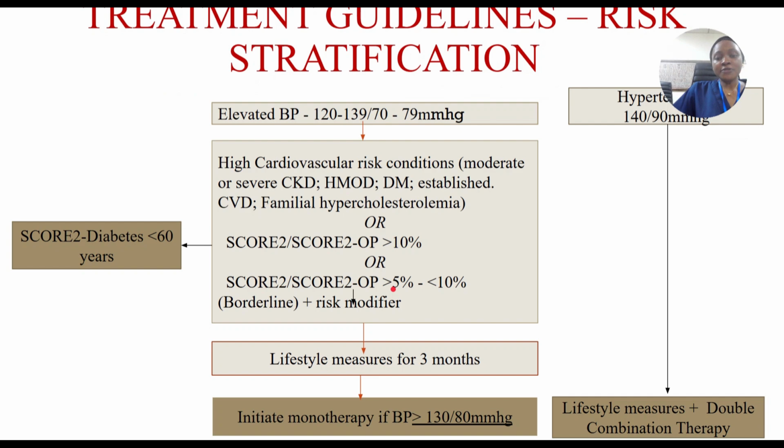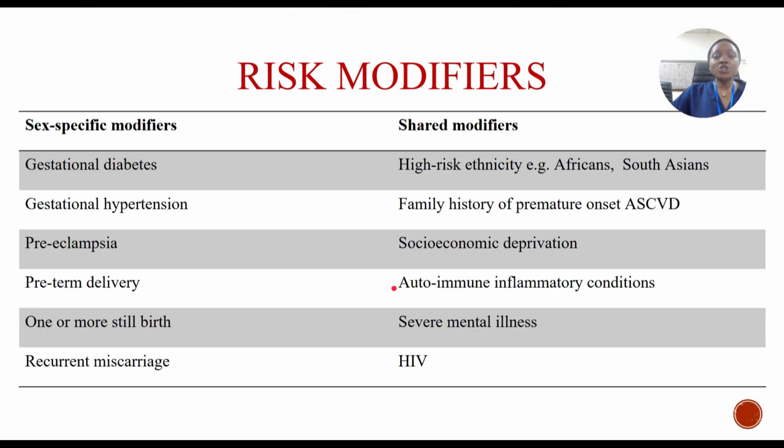Now, what are risk modifiers? Risk modifiers are additional, non-traditional risk factors. Traditional risk factors for cardiovascular disease include weight gain or obesity and excessive alcohol intake. Those are traditional risk factors. Risk modifiers are non-traditional risk factors that would tip someone from having a borderline cardiovascular disease risk to a high risk.